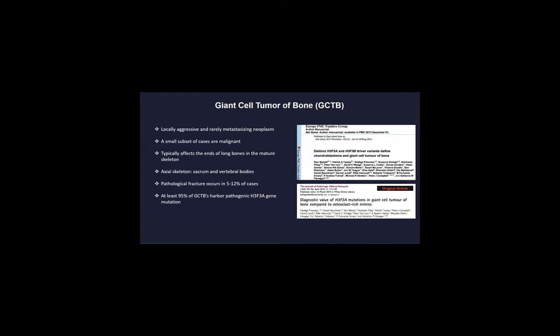So giant cell tumor of bone is a locally aggressive and rarely metastasizing neoplasm. A small subset of these are malignant, and they look malignant and act in a malignant fashion. These typically arise in the ends of long bones in skeletally mature patients. In the axial skeleton, they can occur in the sacrum and vertebral bodies. They can be complicated by a pathologic fracture in about 10% of cases. And one of the things we've learned recently is that the majority of these giant cell tumors of bone harbor mutations in the H3F3A gene, which encodes a histone protein.